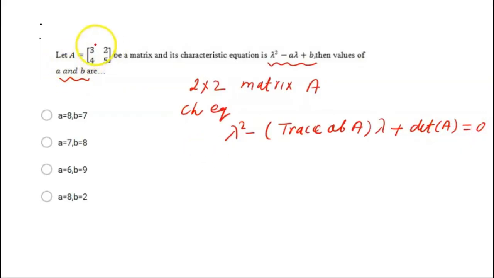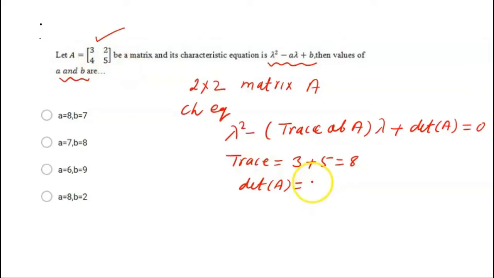So if I have to write the characteristic equation of this matrix, what is the trace of this matrix? Trace of this matrix is 3 plus 5 is equal to 8. And what is the determinant of this matrix A? Determinant is 3 into 5 is equal to 15 minus 2 into 4. So 2 into 4 is equal to 8, so that is equal to 7. So its characteristic equation will be lambda square minus 8 lambda plus 7 is equal to 0.